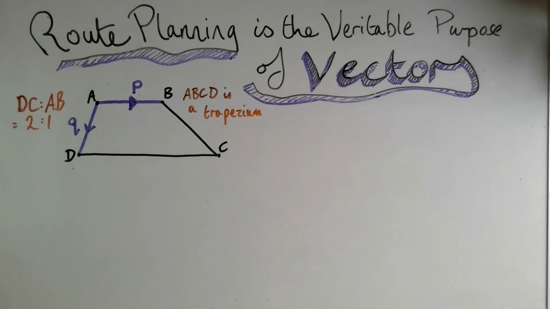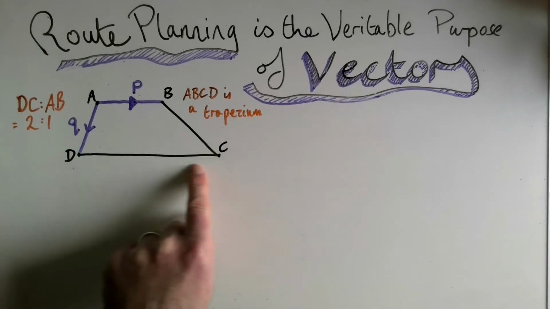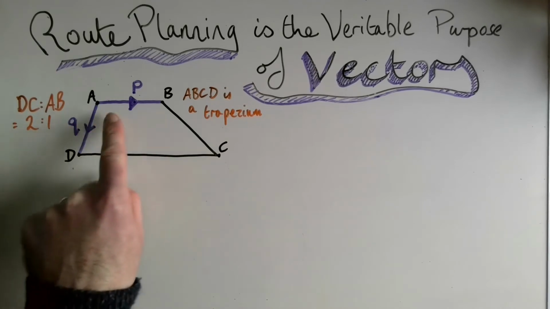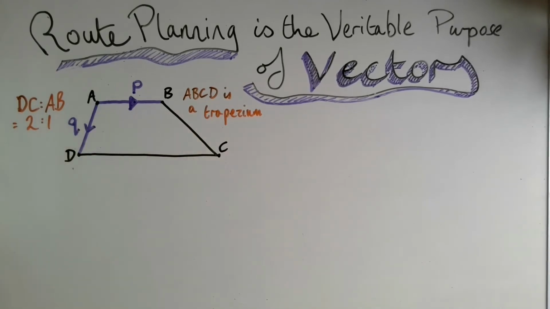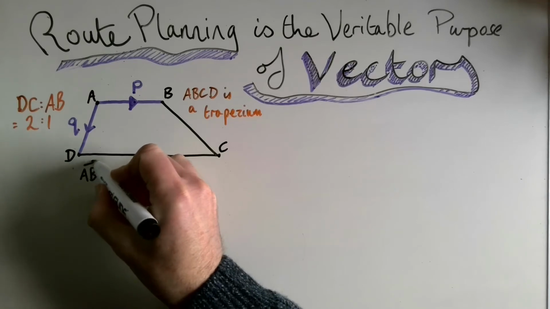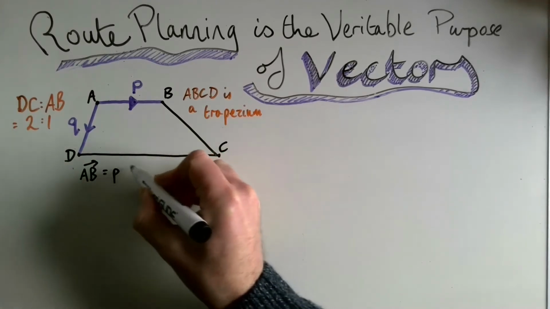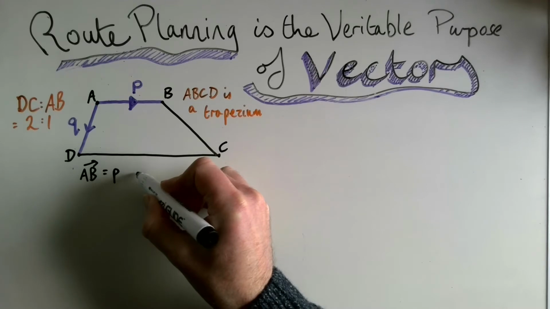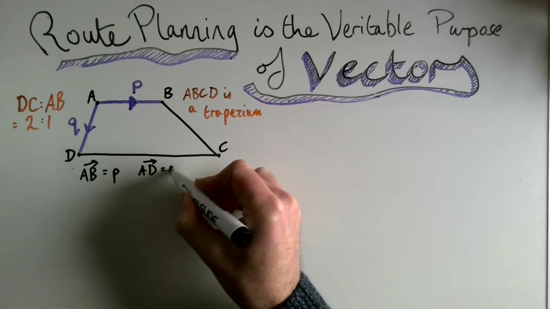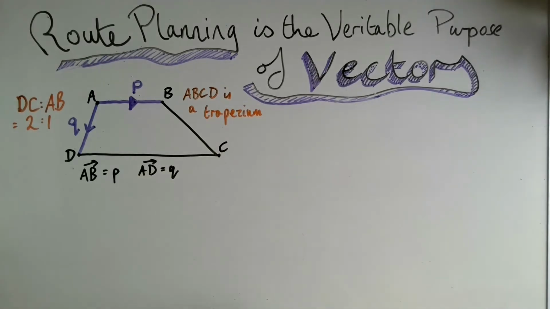Next bit of information is that DC, so that length there, is going to be twice the length of AB. And the next thing that they always tell you is they will say AB equals P and AD, with a little arrow over it, equals Q. That's kind of obvious, you can see it from the diagram, but they always say that, so I thought I'd put that in.